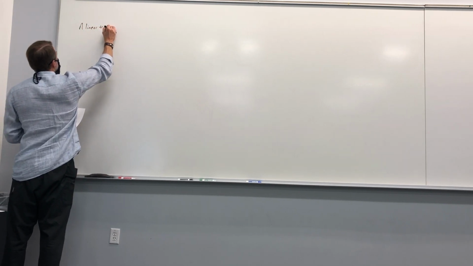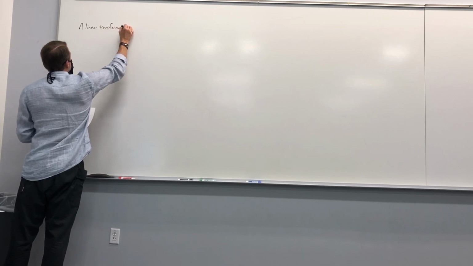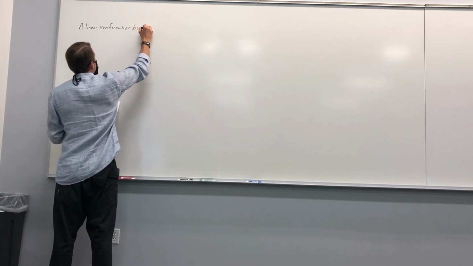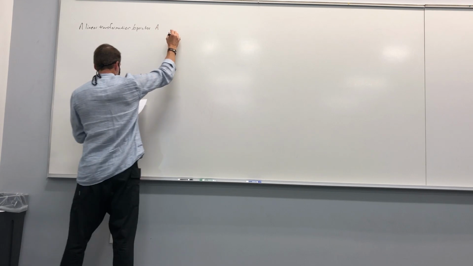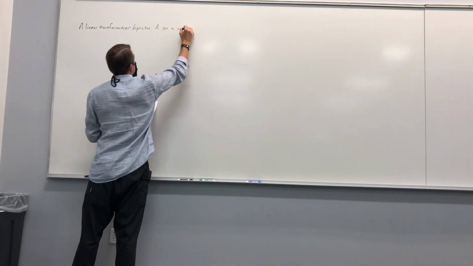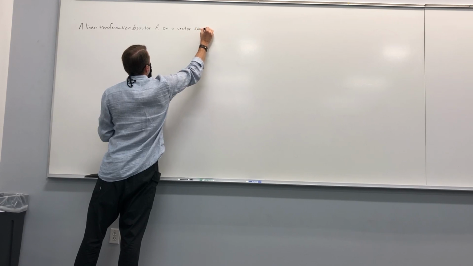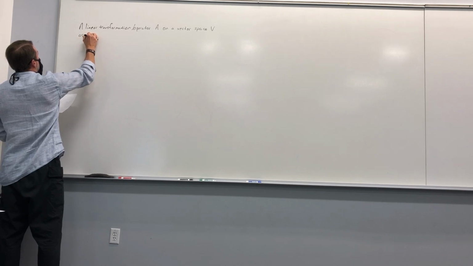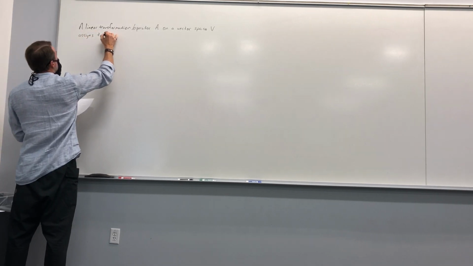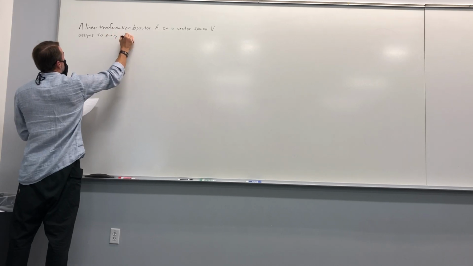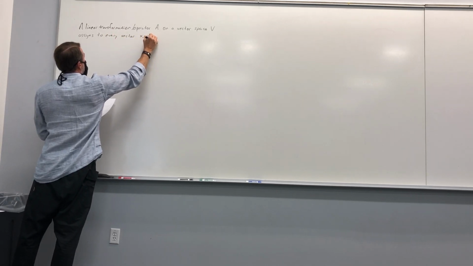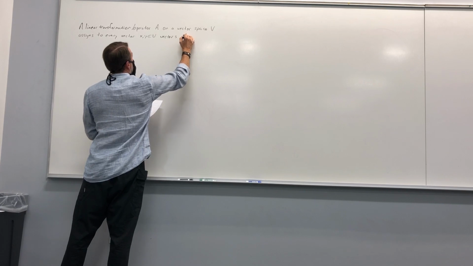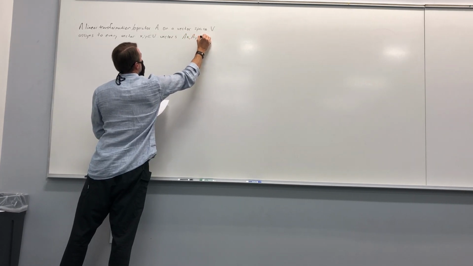So let me give you a definition of a linear transformation. And again, this is going to be quite abstract. A linear transformation or operator A on a vector space V assigns to every vector x or y on V vectors Ax, Ay, which also live on V.